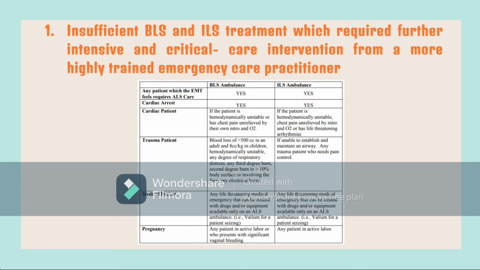For trauma patients, if there's a blood loss of more than 500 cc in an adult and 8 cc per kilogram in children, hemodynamically unstable, any degree of respiratory distress, any third-degree burn, second-degree burn to more than 10% of body surface, or involving the face, and any electrical burns, the BLS should refer it to the ALS.